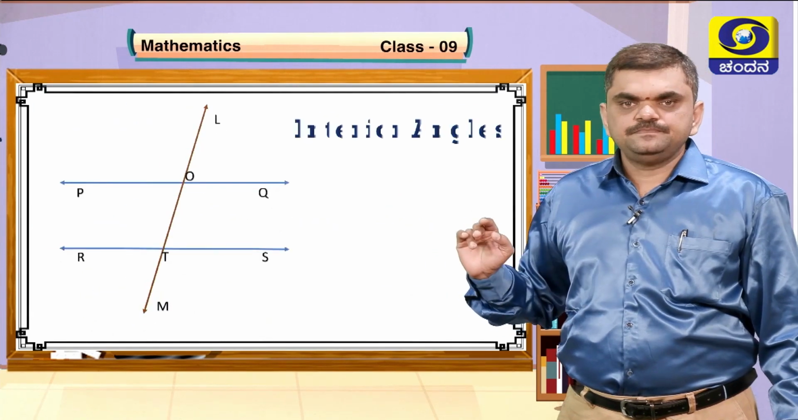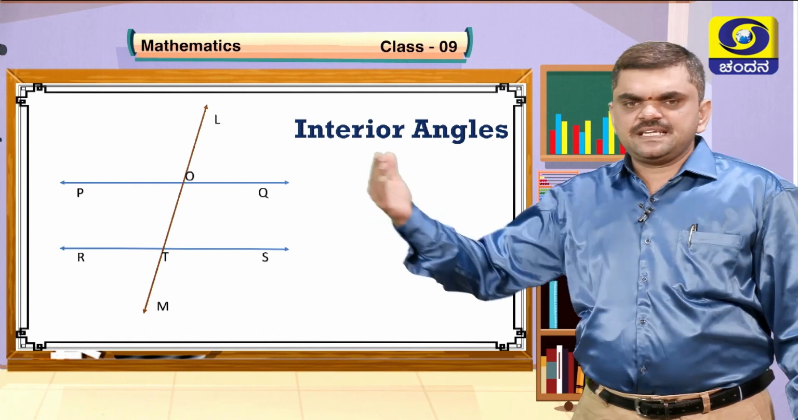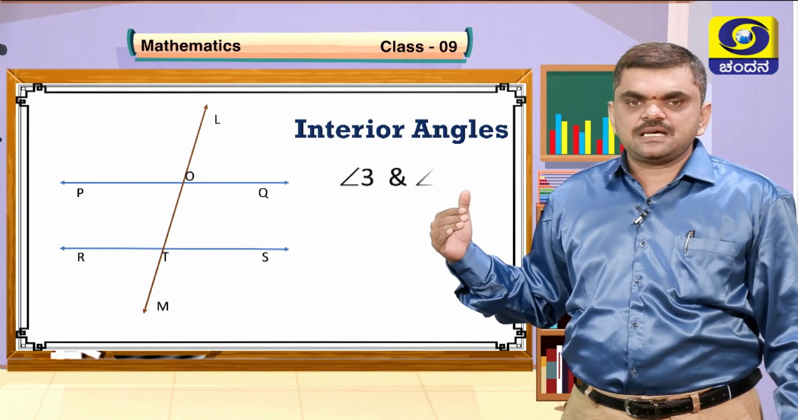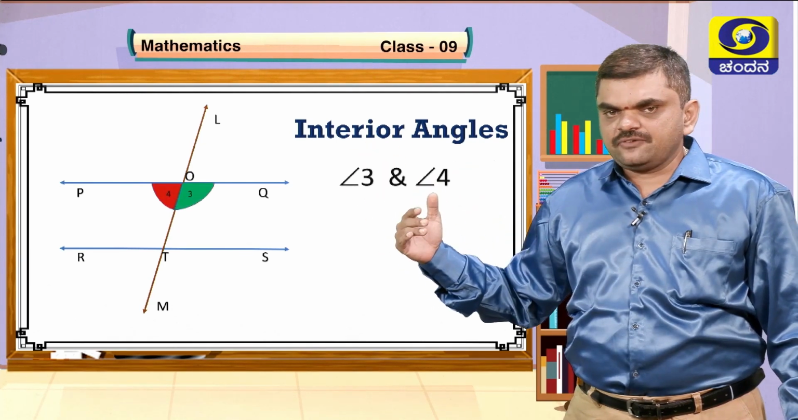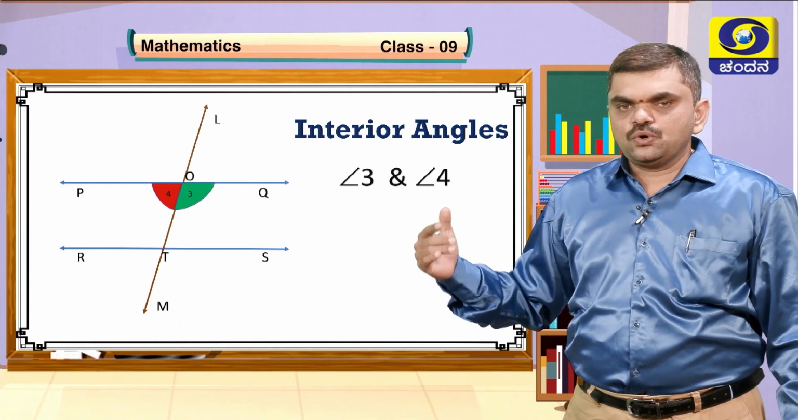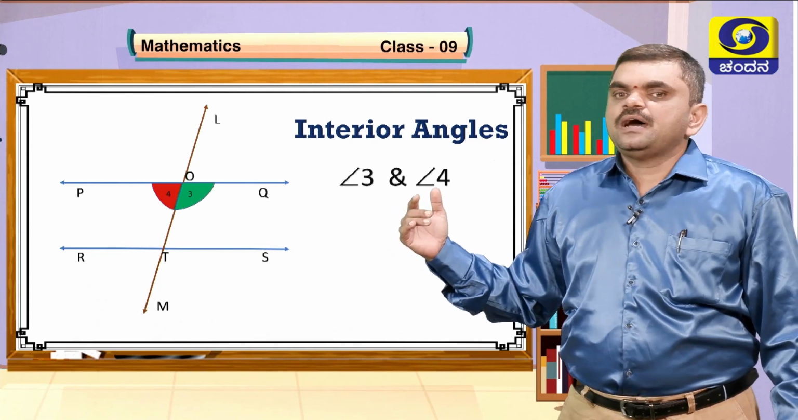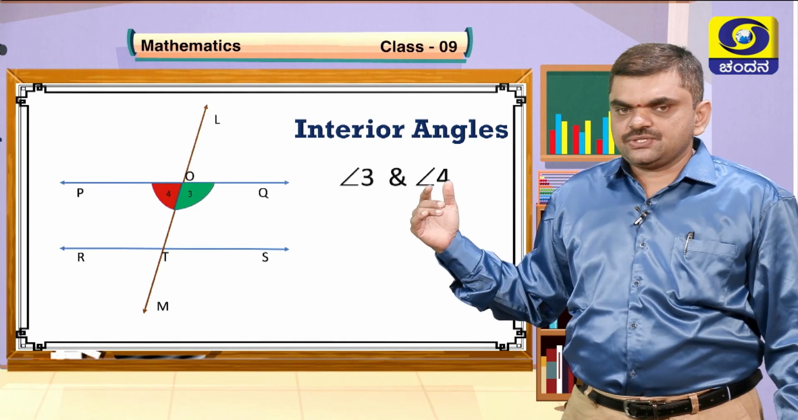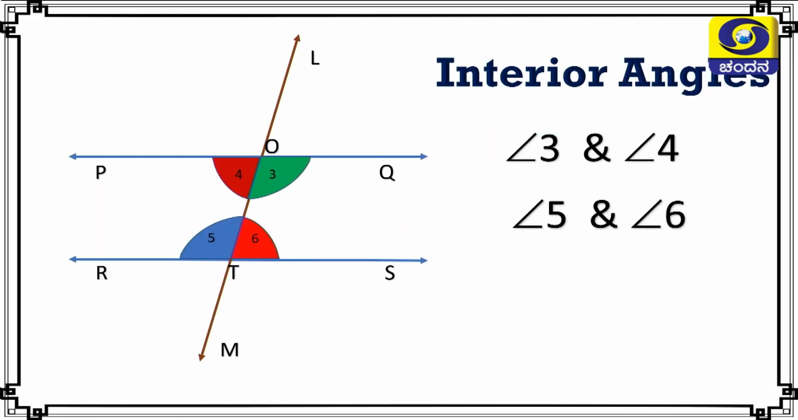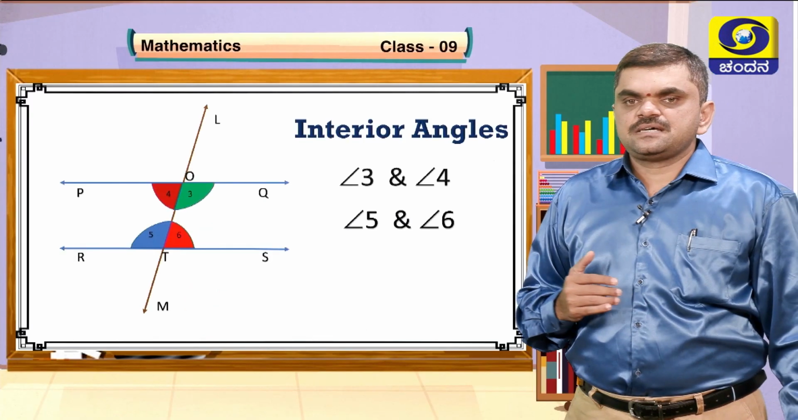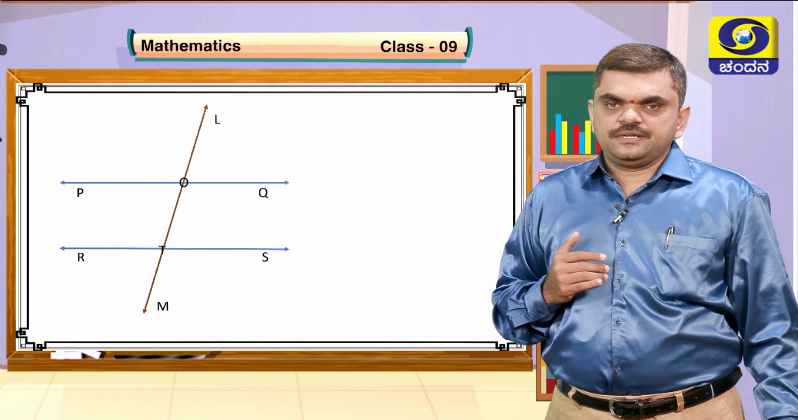In the same way, interior angles are just opposite to exterior angles. Observe here, children, angle 3 and angle 4, that is angle QOT and angle POT. Similarly, angle 5 and angle 6, that is angle OTS and angle OTR. These are interior angles, children.